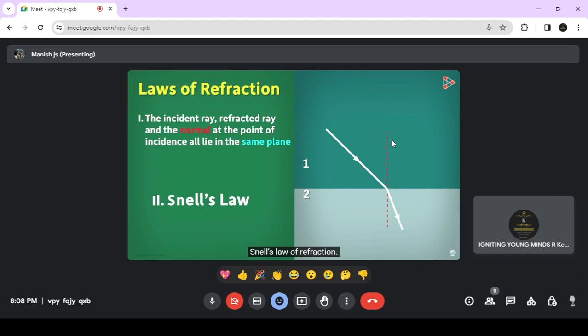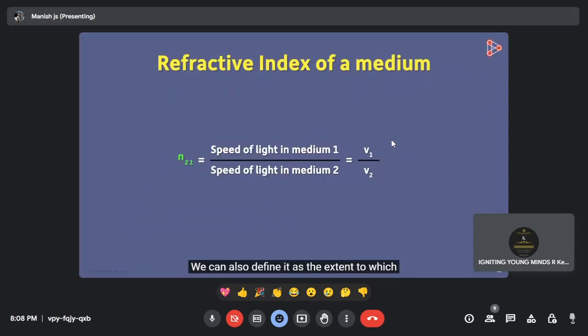Mathematically, it is the ratio of the speed of light in the incident medium to the speed of light in the refractive medium. It's denoted by n, and the two numbers in the base are the two mediums. We read this as the refractive index of medium 2 with respect to the incident medium 1. Also, V1 and V2 are the speeds of light in medium 1 and 2 respectively. We can also define it as the extent to which light changes its direction in the refractive medium.